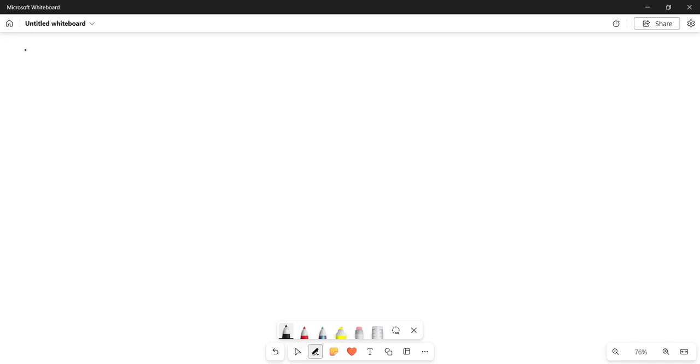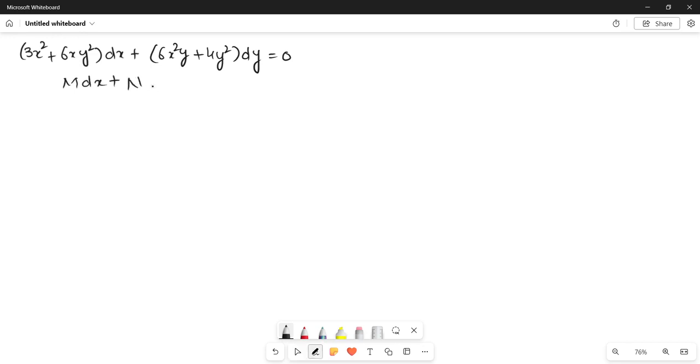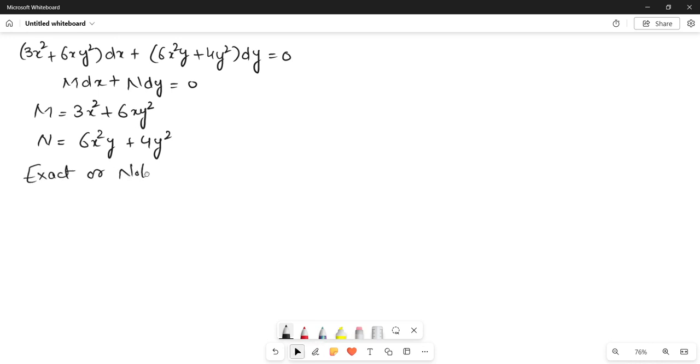Suppose that you are given a question like (3x squared plus 6xy squared) dx plus (6x squared y plus 4y squared) dy equals 0. Now if we compare this equation with our M dx plus N dy equals 0, the value of M is 3x squared plus 6xy squared. Similarly, the value of N is 6x squared y plus 4y squared. So firstly, we will check whether the equation is exact or not.